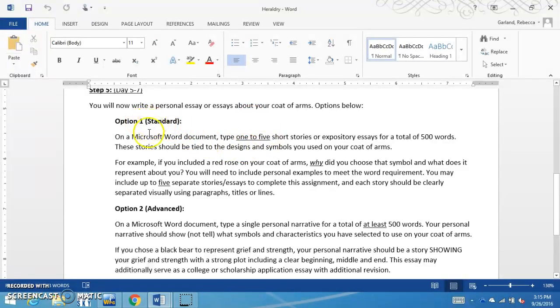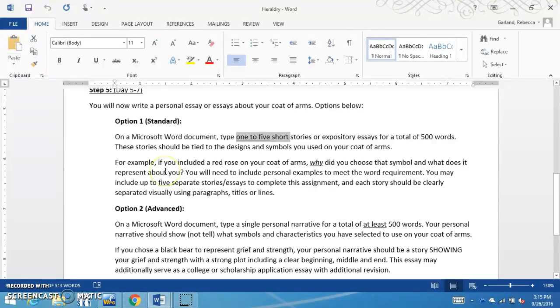So there's a standard option where the students will be writing an expository essay, and they can actually type 1 to 5 short stories or expository essays for their total of 500 words. And these would be explaining the symbols and the colors that they used on their coat of arms. And I give them an example. If you included a red rose, why did you choose the symbol?